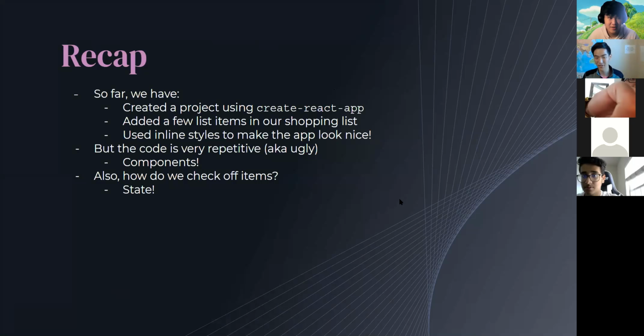So far we've created a project using Create React App, added a few list items, and then used inline styles to make the app look nice. But the code's really repetitive. I mean, you saw, right? There's so much messy stuff, especially with the inline styles, and it's very repetitive. And also our shopping list doesn't work yet. It's not interactive. And so we're going to solve those 2 challenges in steps 3 and 4.